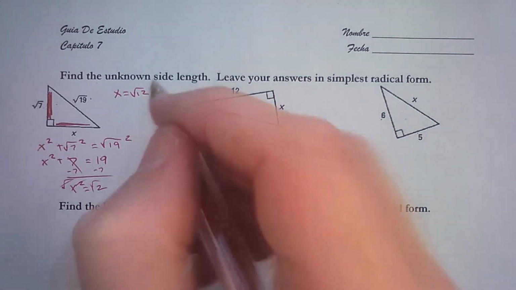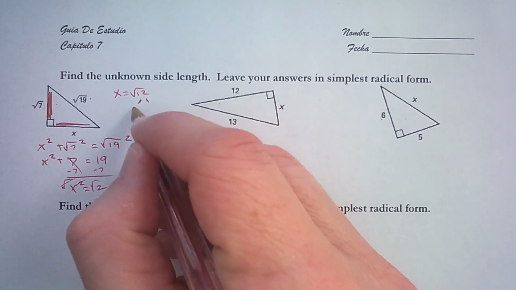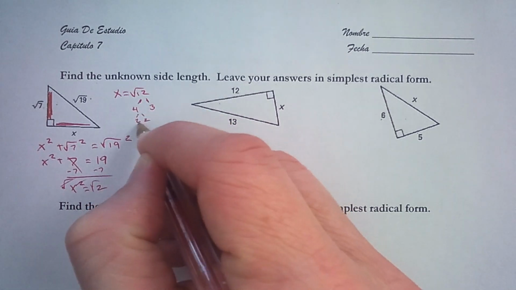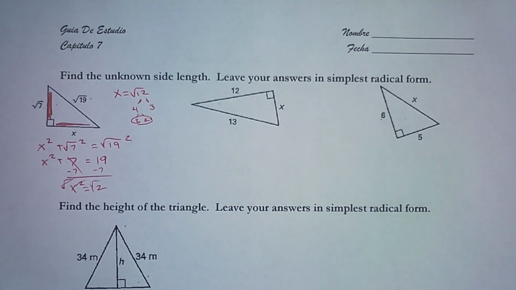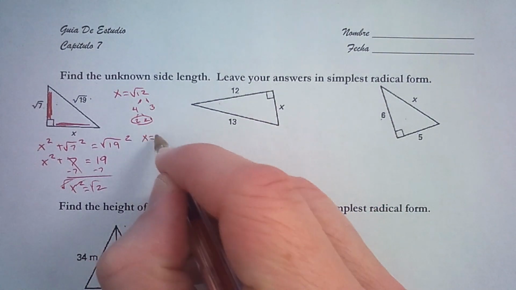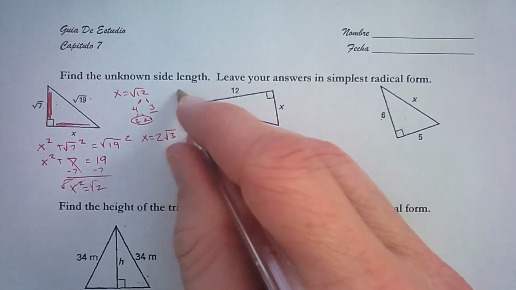Okay, now 12 is not a square number, but this can be simplified. 12 is 4 times 3, and 4 is 2 times 2, so there's a pair of 2's that I can take outside of the radical. So x is 2, and then there's a 3 left over times the square root of 3.